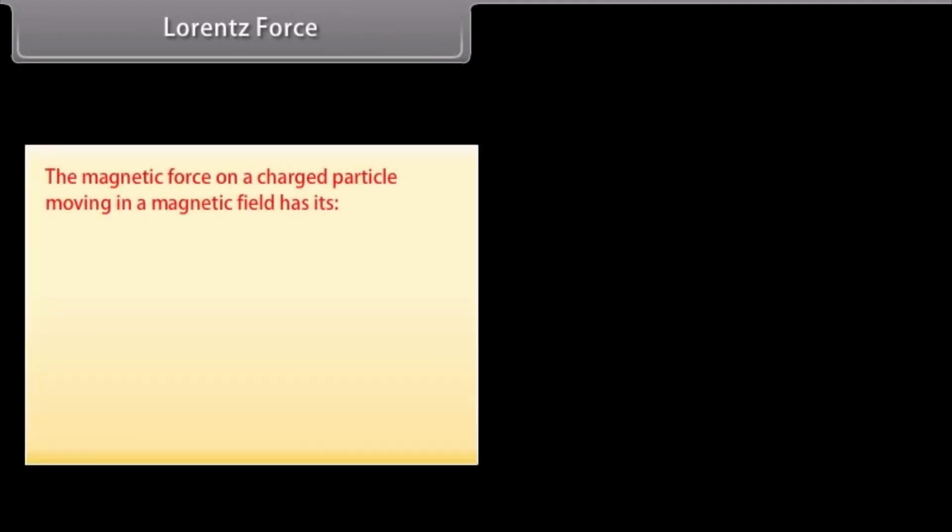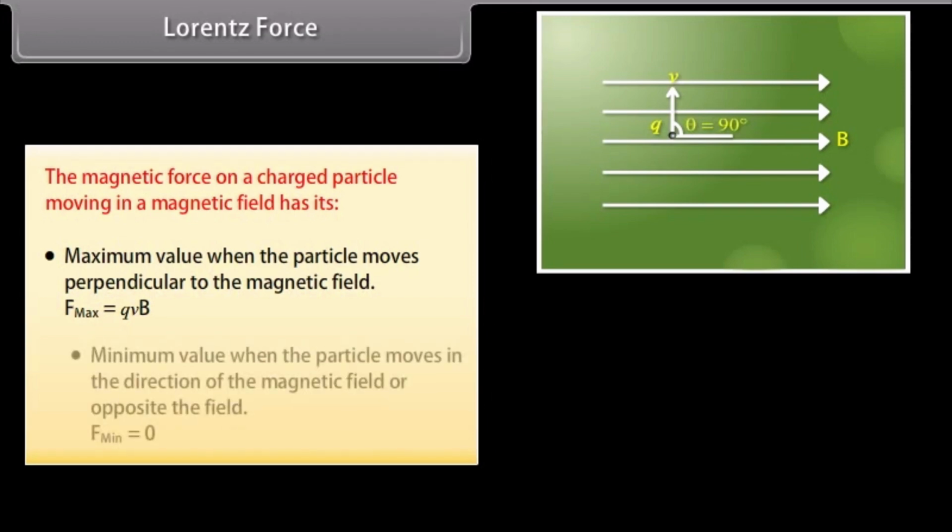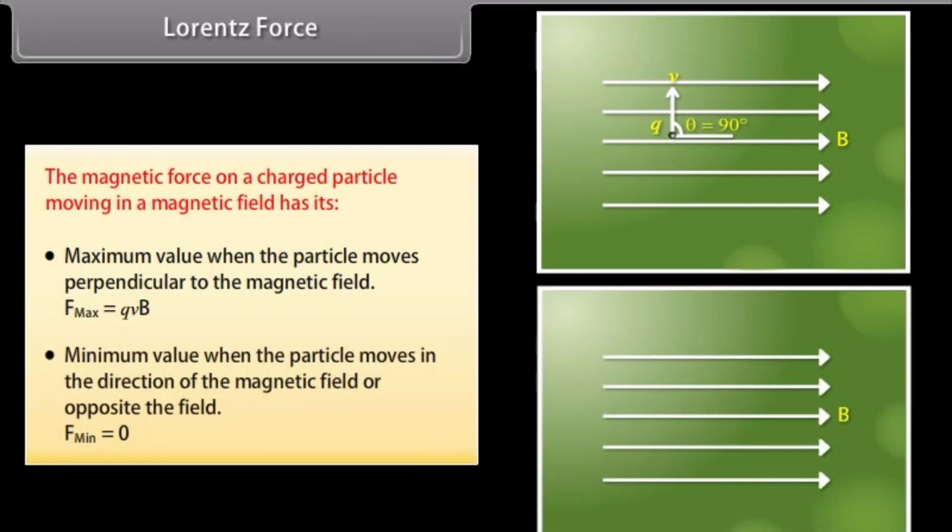The magnetic force on a charged particle moving in a magnetic field has its maximum value when the particle moves perpendicular to the magnetic field. F max = QvB. It has its minimum value when the particle moves in the direction of the magnetic field or opposite to the field. F minimum = 0.